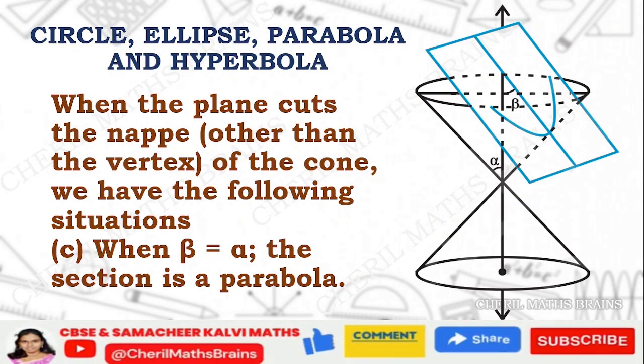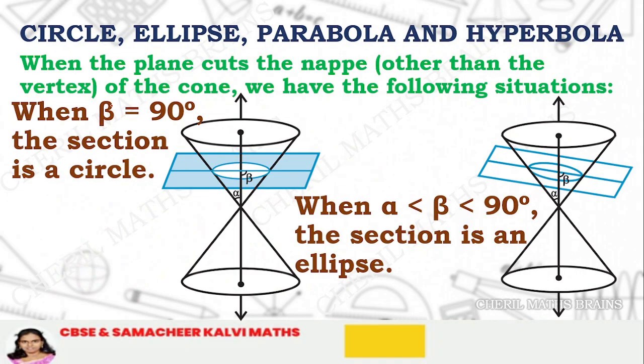So we learned that when the plane cuts the nape other than at the vertex of the cone, so we are considering conditions where it cuts in such a way that it doesn't cut the vertex. Vertex means this point, so it doesn't cut this point but some other point. Then what are the conditions we have? In this, we saw four conditions.